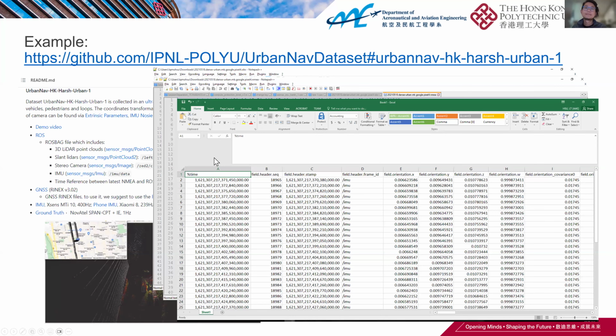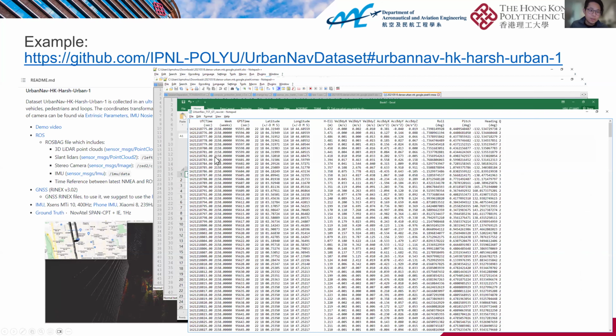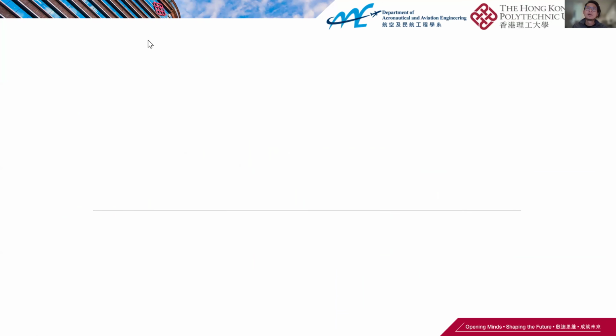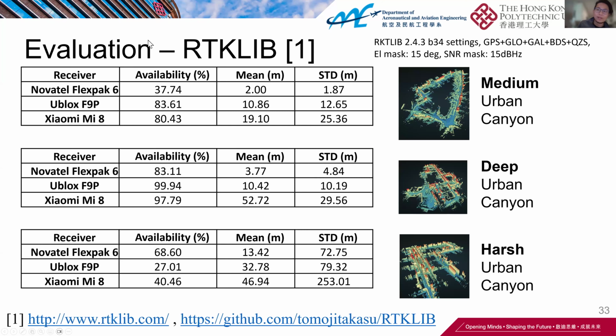Okay. Finally, I want to talk about some performance using the open source code. We're using the most popular one in GNSS, you must know RTKLIB. We're doing only the weighted least squares SPP, the RTKLIB SPP, and we also enable the outlier rejection, which is the typical setting for RTKLIB. Okay, so you can see in these three environments, the behavior is very different.